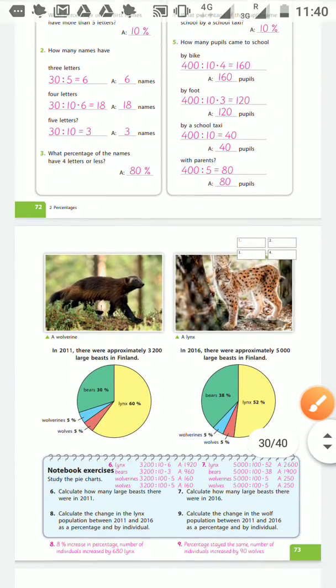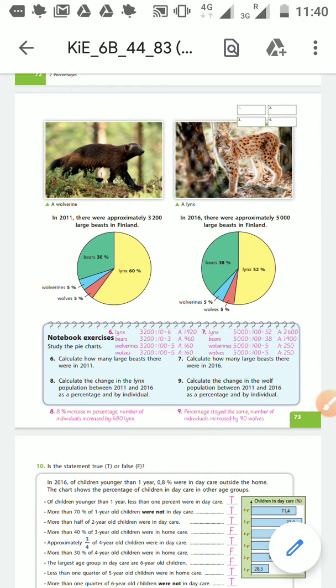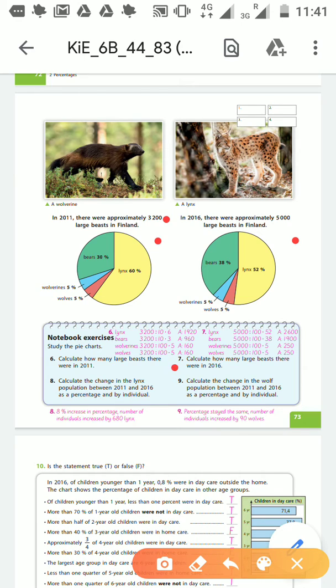Next page. This is, again, quite challenging. You've got here 2 pie charts, and you've got to look and answer questions on them. There's some answers here to help you, but we calculate how many large beasts there were in 2011. It says there that there were 3,200, but you give the breakdown of all of the beasts based on the percentages. Calculate how many were there in 2016. Again, use that big figure, 5,000, and work out all these percentages.